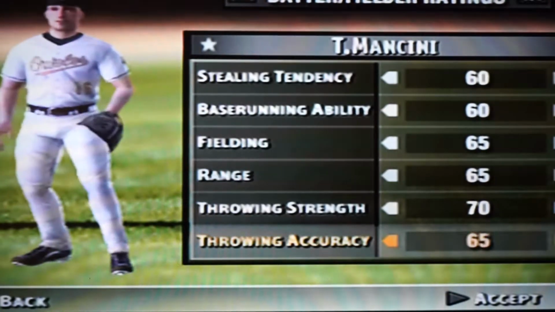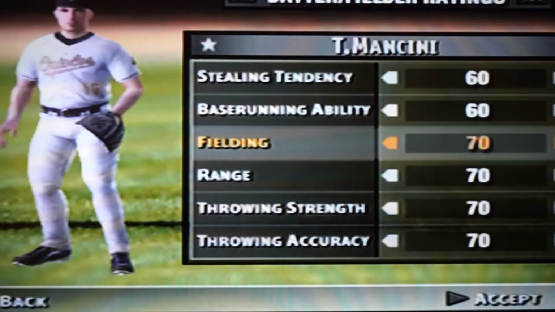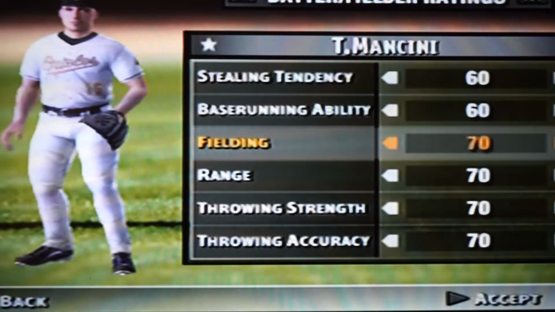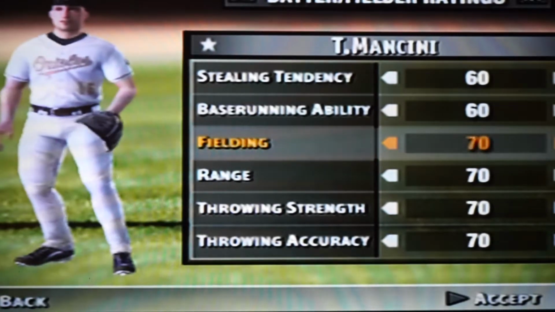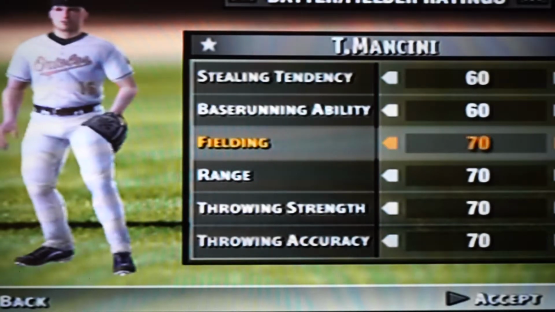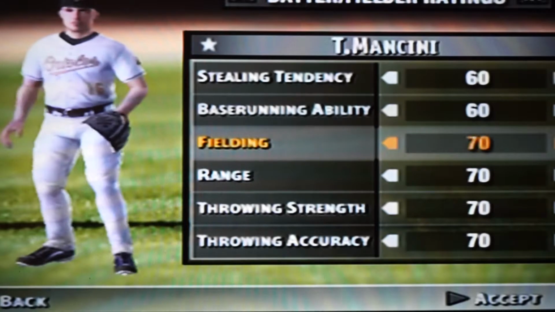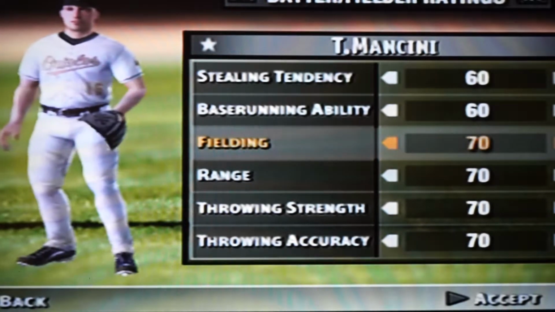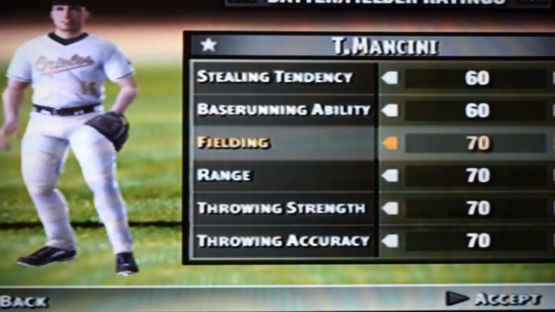So fielding, again, unless you know for sure that a guy's a much better fielder, a Gold Glove or a strong arm, just give him a baseline, 70, 75. If you know a guy has a weaker arm, or his range is limited, you can move him up or down. But like I said, that's Trey Mancini. He's new on the scene.